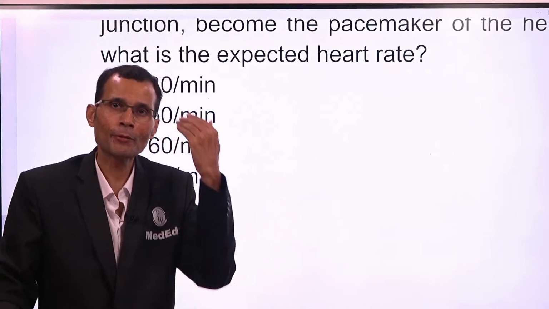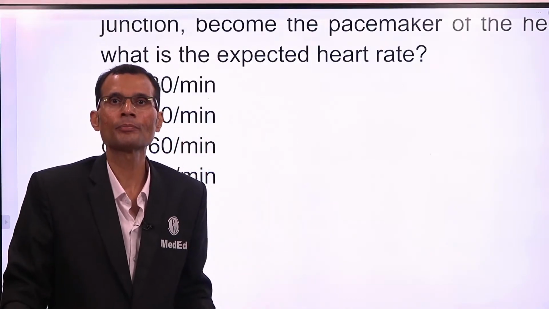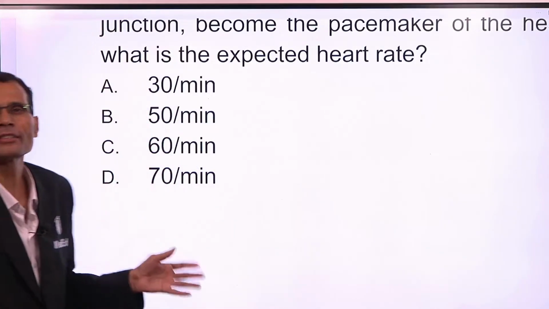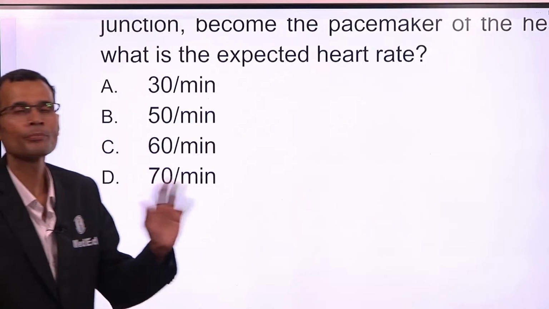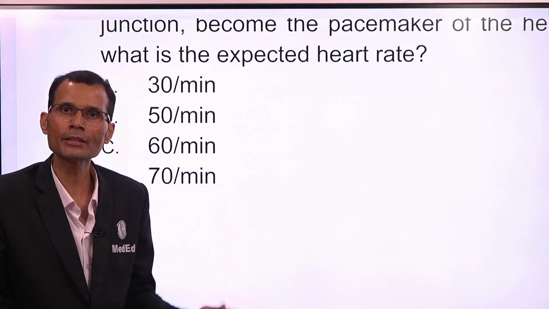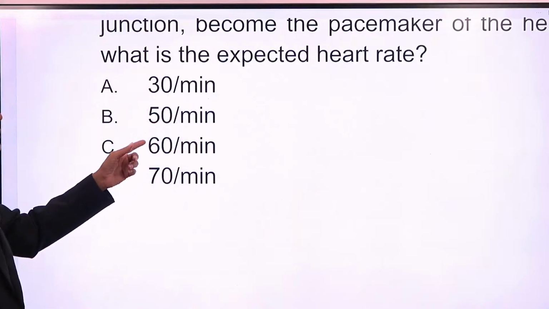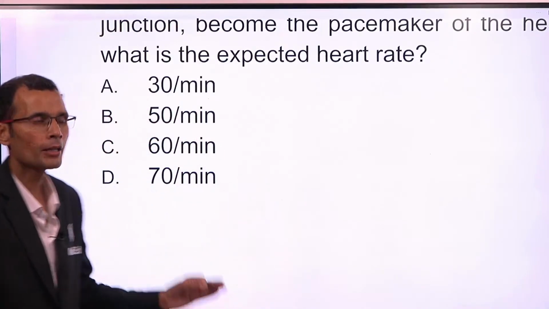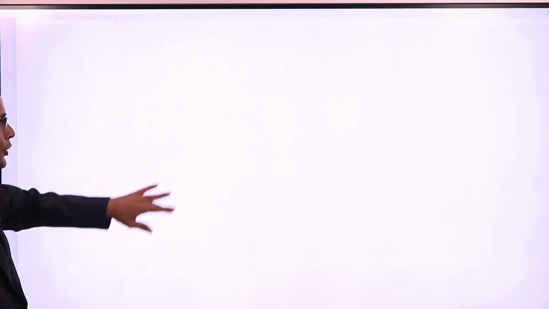And then if AV node also fails or there is heart block, then Purkinje fiber can become the pacemaker. Its natural frequency of excitation is only about 30 to 40 times in a minute, and therefore if the Purkinje fiber becomes the pacemaker, heart rate will be 30 beats per minute in this case, in this MCQ.